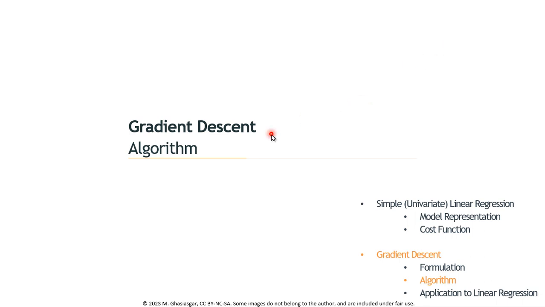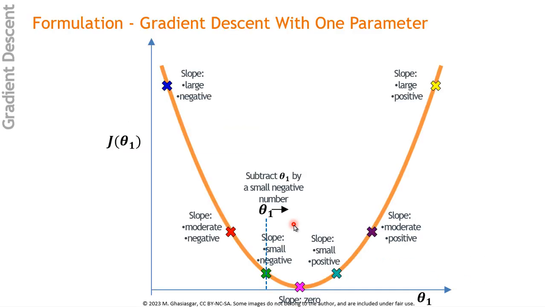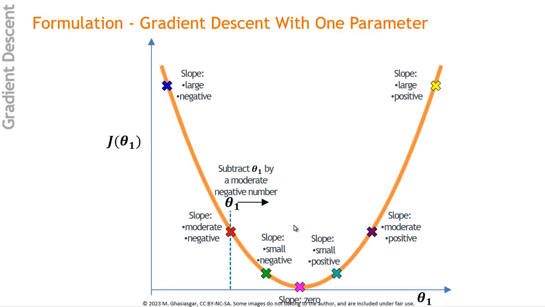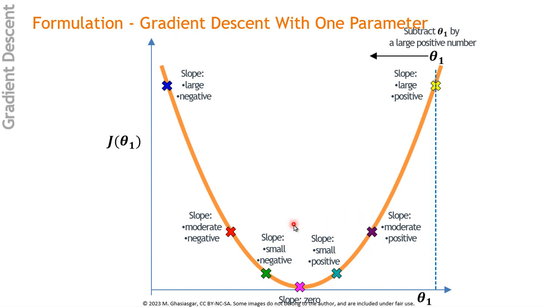Okay, so in this video we're going to talk about the algorithm used to perform gradient descent. Last time we talked about gradient descent formulation. So let me quickly backtrack to see what was going on here. If you remember these diagrams here, just backtrack a little bit.